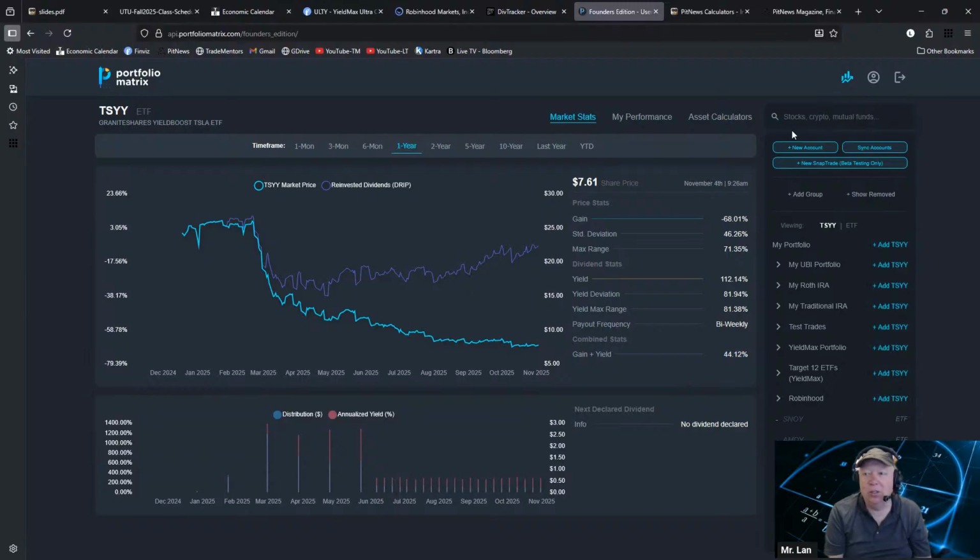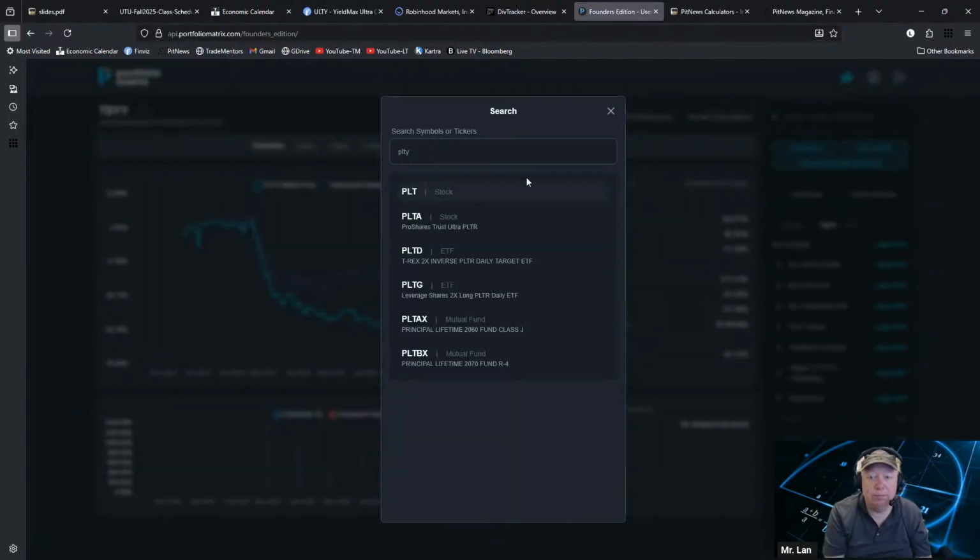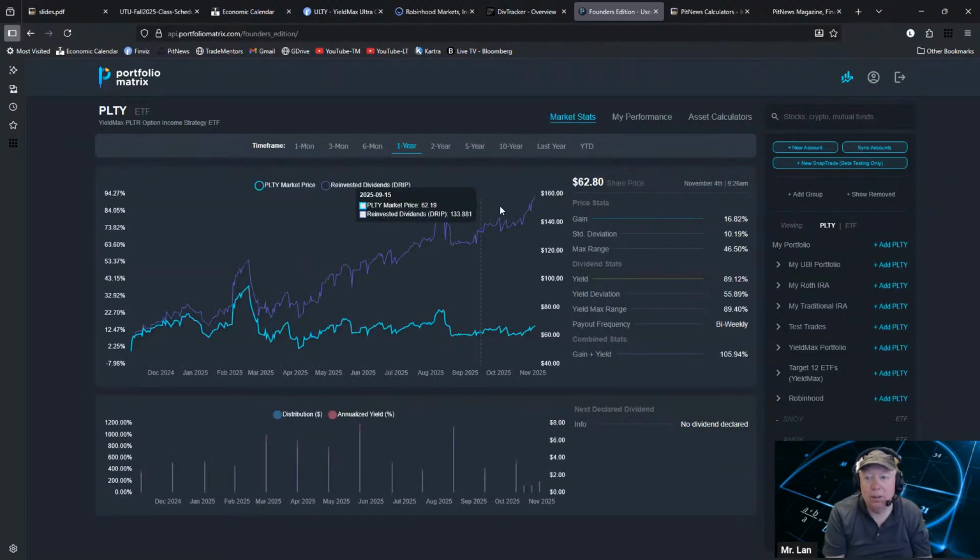All right, so let's go look at Palantir, PLTY. That's got a gain, look at that, 16% on the gain because it's been going up. And then the yield is 89% for a 105% return. That's why I said I've got a lot of Palantir. That's probably one of the largest ones in my portfolio, and I'm making 105% return.